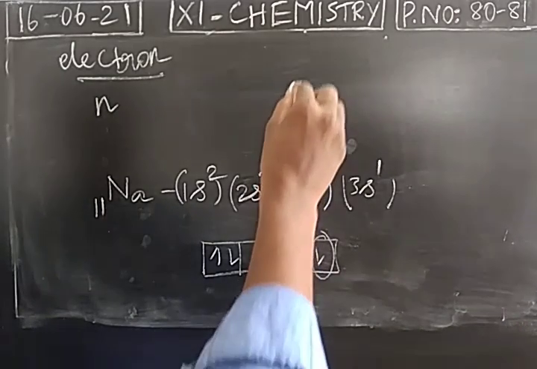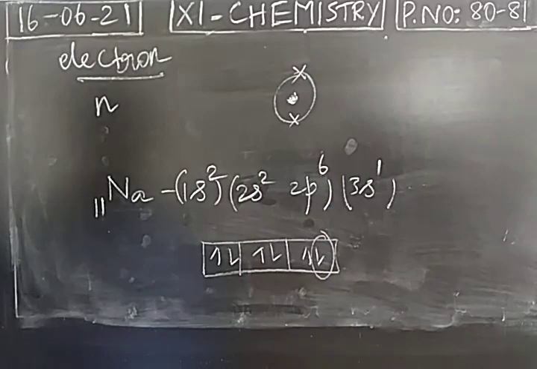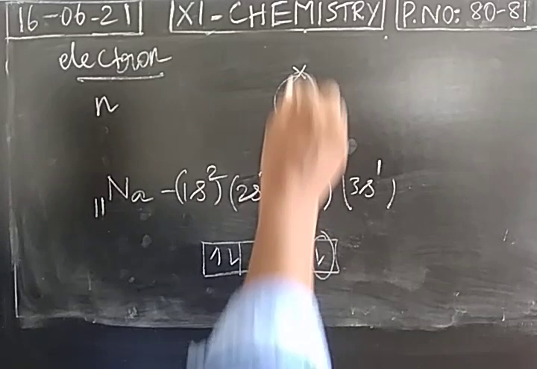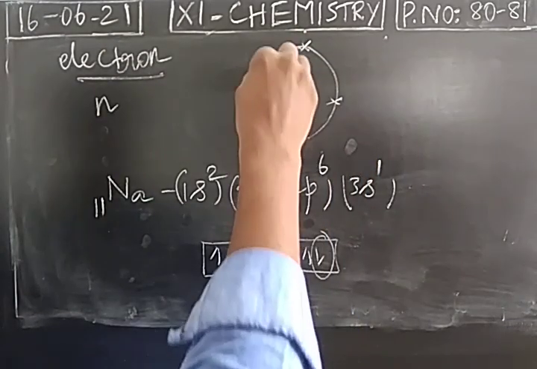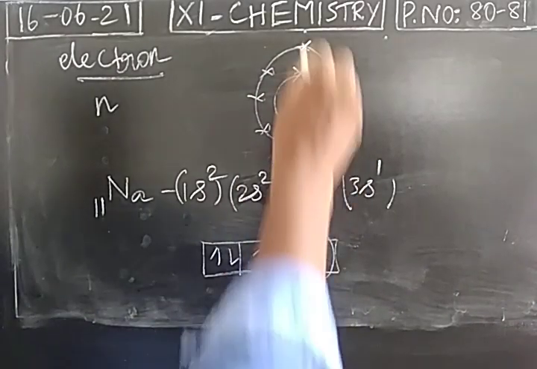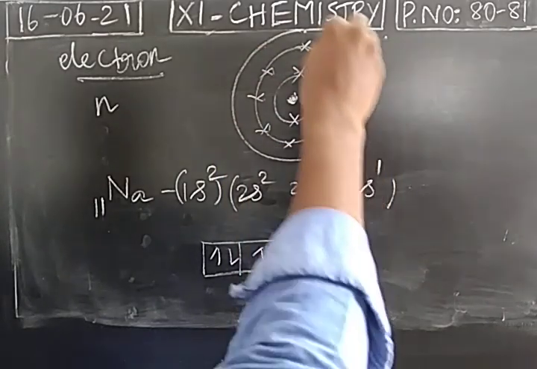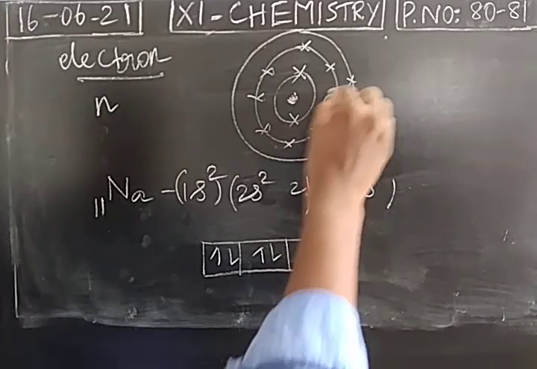So I have sodium: 2 electrons present in the first shell, eight electrons present in the second shell, 1 electron is present in the third shell. So I am selecting this electron.